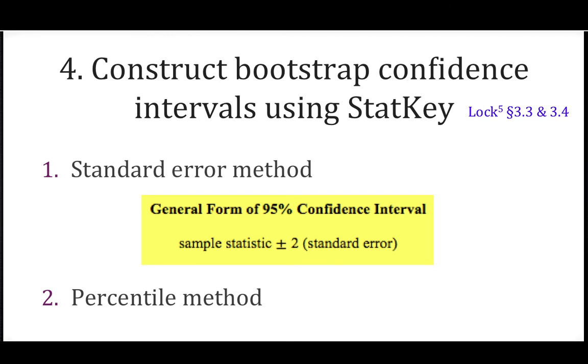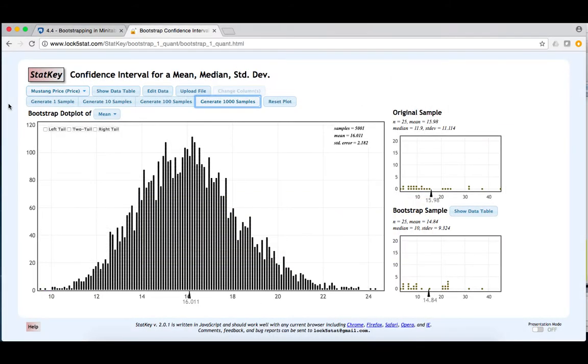Let's start by looking at an example of the standard error method. We'll use the bootstrap sampling distribution that we just constructed for Mustang prices. Our sample statistic is the mean of the original sample, 15.98. Our standard error is the standard deviation of the bootstrap sampling distribution, which is 2.182. We need these 2 values now to construct a 95% confidence interval using the standard error method.